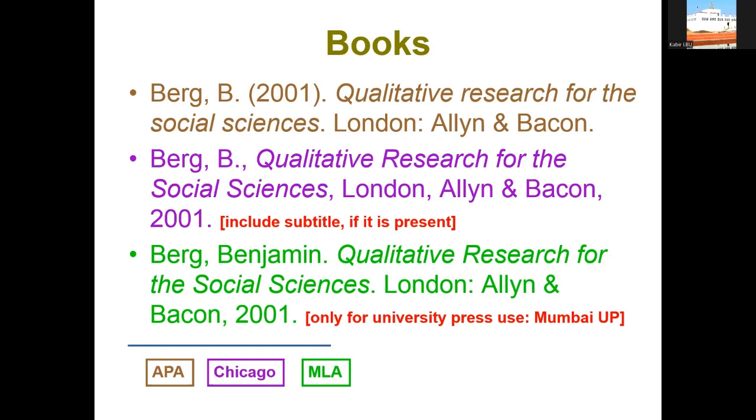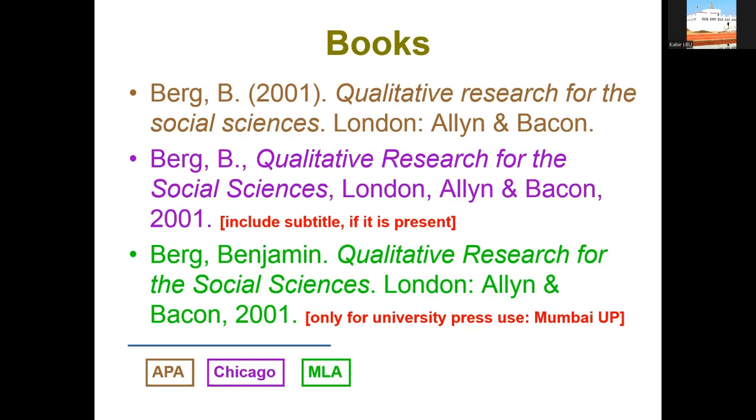Then here the name of the place where it has been published. Then the name of the publisher, Allyn and Bacon. And then lastly, the year of the publication has been given, that is 2001. So this is the way of the Chicago manual.